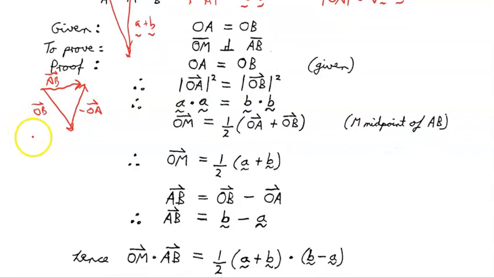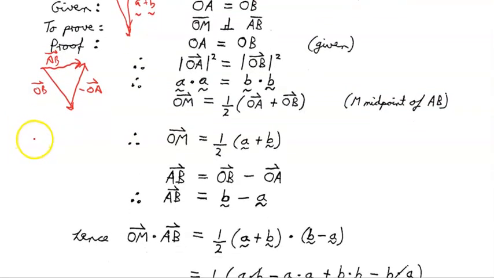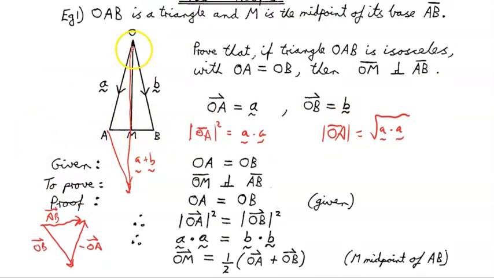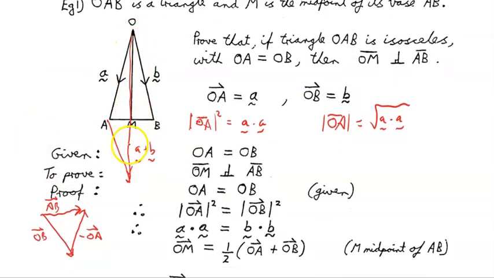So now we've got AB, we've got OM, and just looking at the diagram here, we want to argue they're perpendicular.